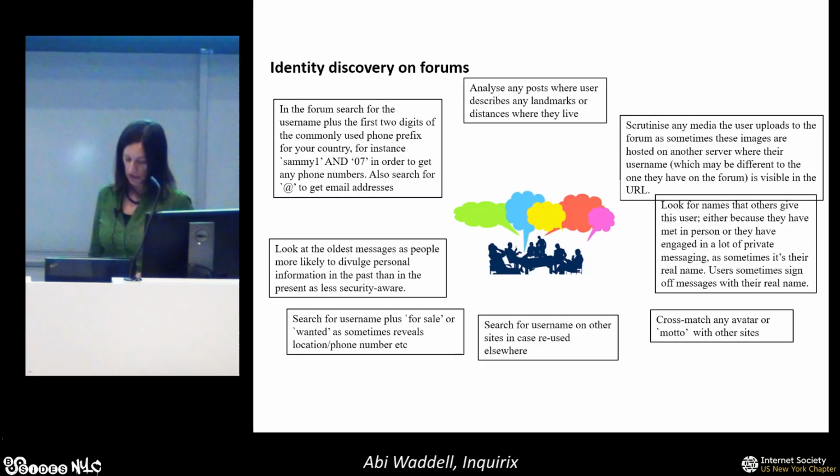Another technique is to search for the username plus the words for sale or wanted, because if this user has mentioned having things for sale, etc., they sometimes give clues as to their hometown, and even that might be enough to cross-match that with their username to lead to results. Some users will mention landmarks near to where they live, and it sometimes becomes a simple case of deduction using online maps to work out their location.